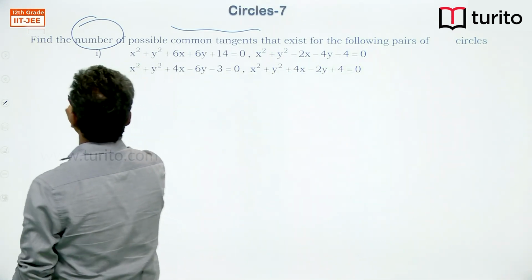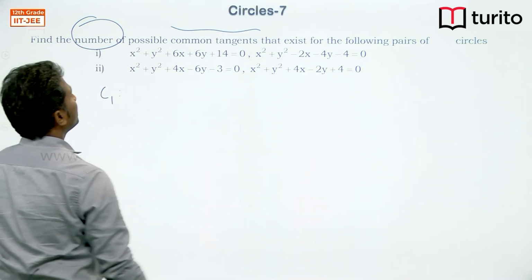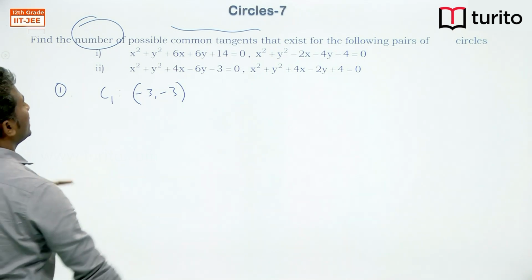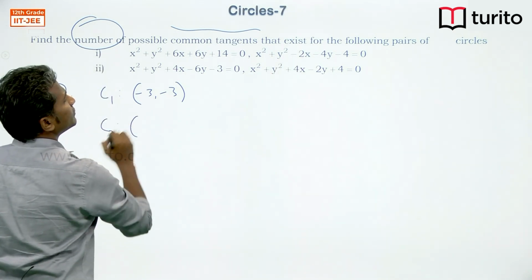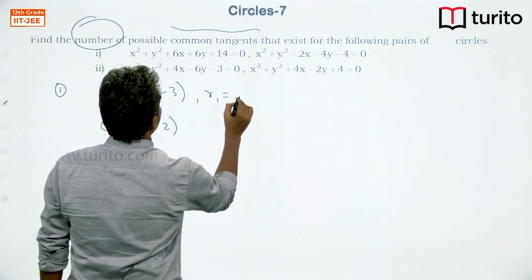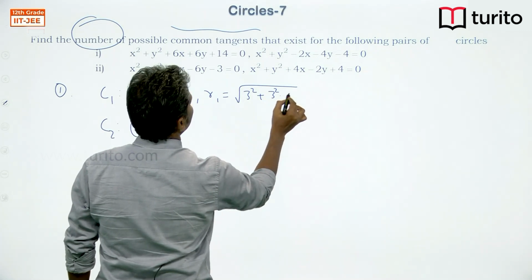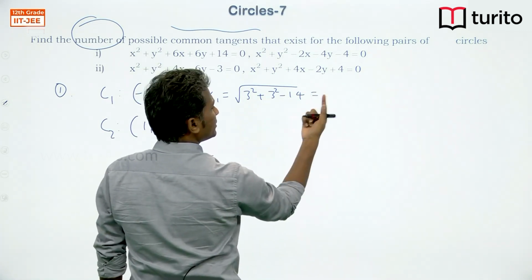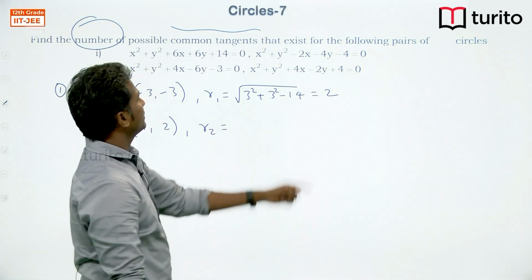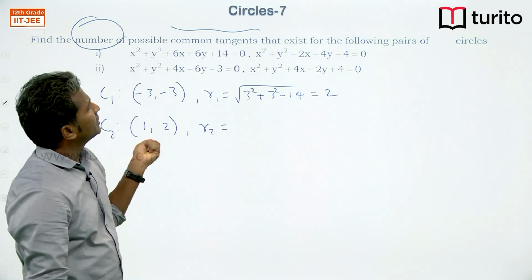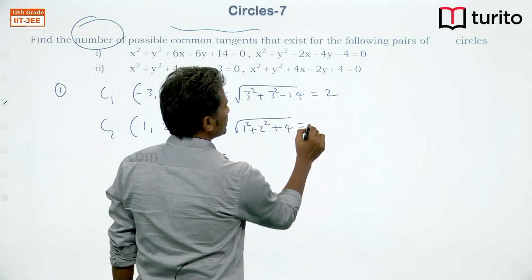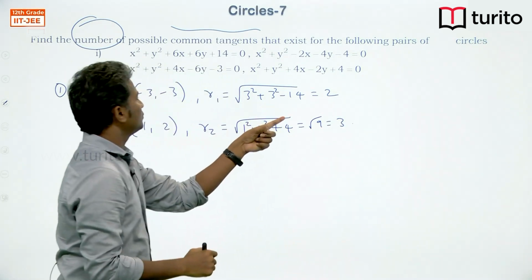If I take the first question, the first center C1 is (-3, -3), and the second center C2 is (1, 2). Now the radius r1 is root of 3 square plus 3 square minus 14, which is 18 minus 14, which is 4, and root of 4 is 2. So r1 is 2. Similarly, r2 can be calculated from the second equation: 1 square plus 2 square is 5, and 5 plus 4 is 9, root 9 is 3. So r1 is 2, r2 is 3.